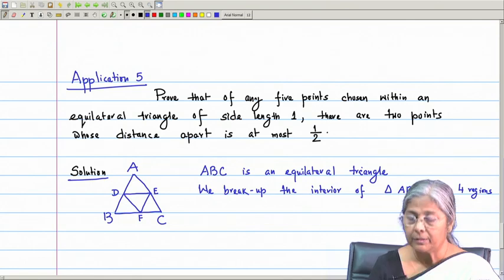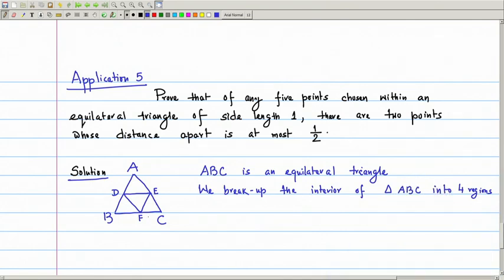So, D, E, F are the midpoints of AB, BC and AC. So, AD equals BD equals half, and for the other sides also this is true.